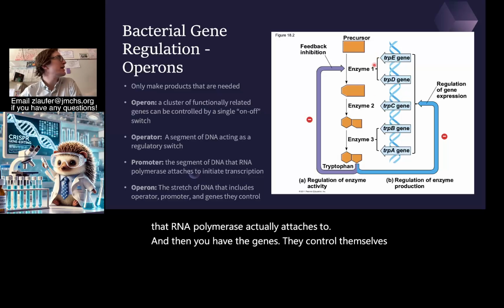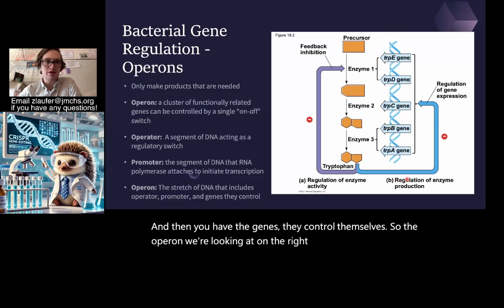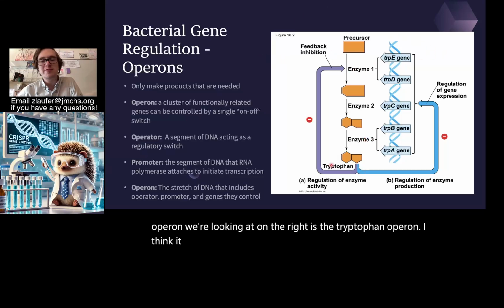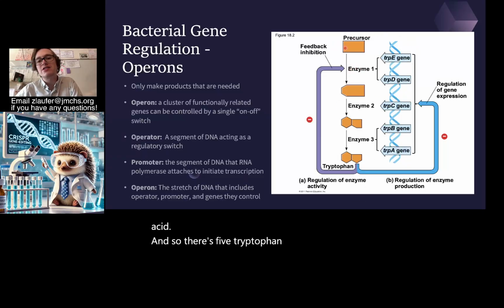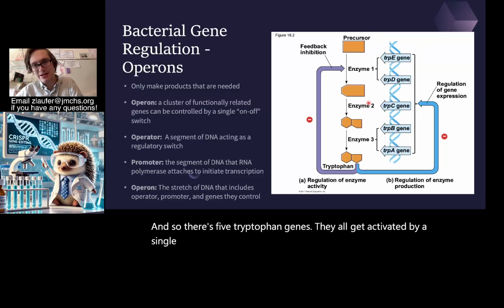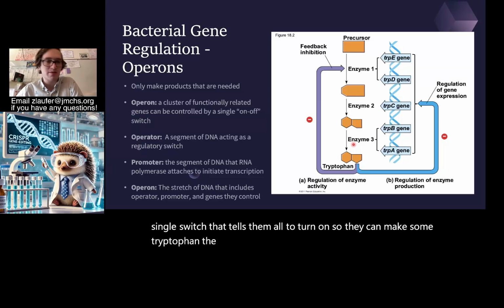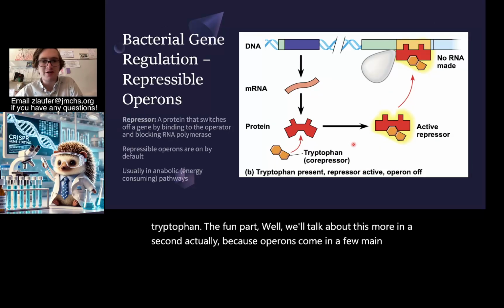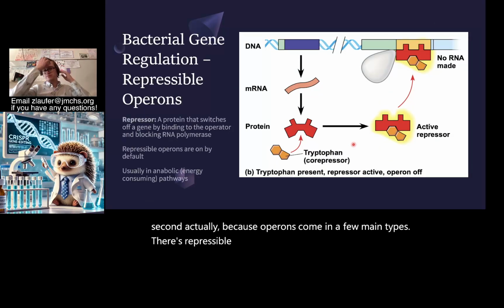So the operon we're looking at on the right is the tryptophan operon, I think. It controls the synthesis of tryptophan, which is an amino acid. And so there's 5 tryptophan genes that all get activated by a single switch that tells them all to turn on so they can make some tryptophan. The fun part, well, we'll talk about this more in a second, actually, because operons come in a few main types. There's repressible operons. So this is the tryptophan example.